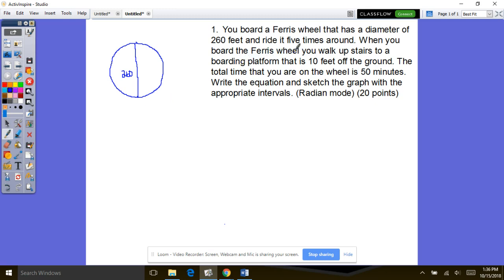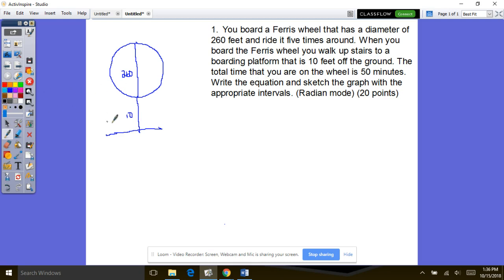When you board the Ferris wheel, you walk upstairs to a boarding platform. So I'm going to draw my boarding platform here, and this is 10 feet. So visualize you walk up to the platform here, and now you're on the Ferris wheel. You sit down and you go around the Ferris wheel, once, twice, you get the point. That's 5 times around. It said the total time that you are on the Ferris wheel is 50 minutes for these 5 times around. It says write the equation and sketch the graph with the appropriate intervals.